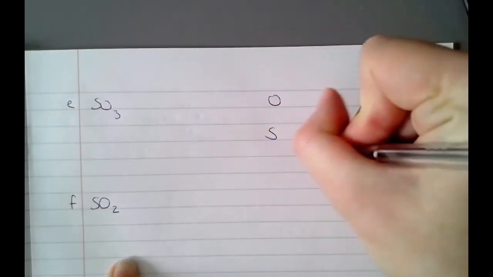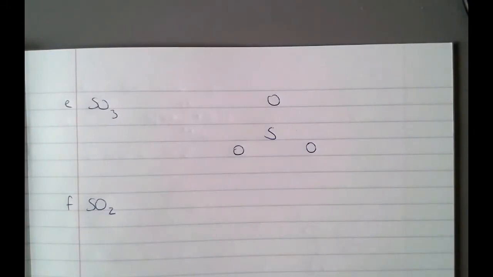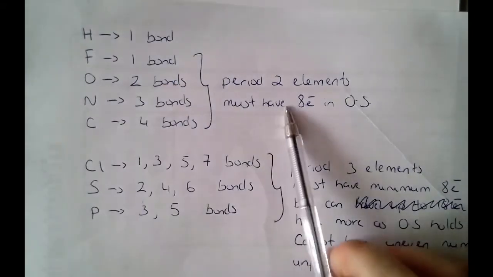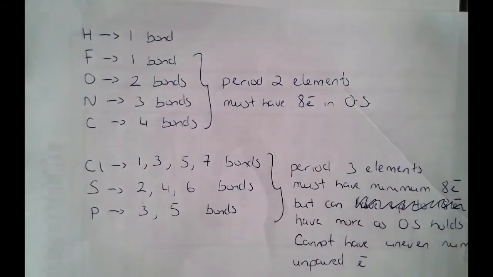Next up, I've got sulfur. Sulfur is surrounded by 1, 2, 3 oxygens. Again, if I look at my little list, oxygen has got to form 2 bonds. It's in period 2. It has to end up with 8 electrons in its outer shell. So I know oxygen needs to form 2.